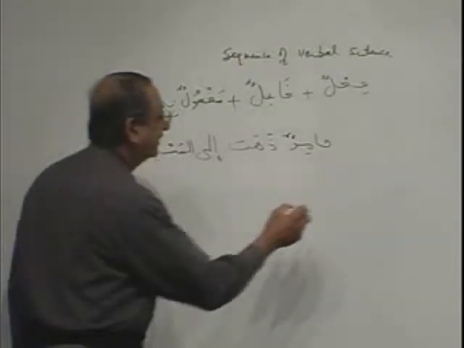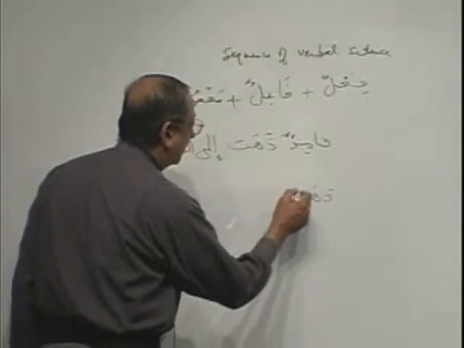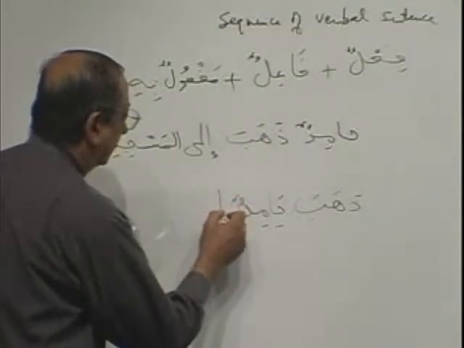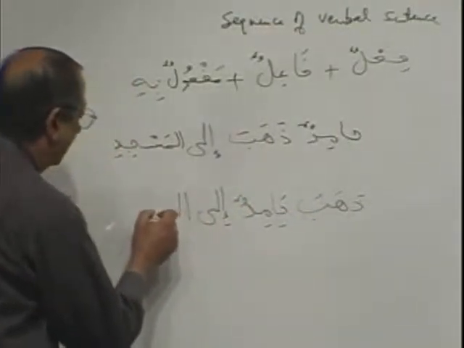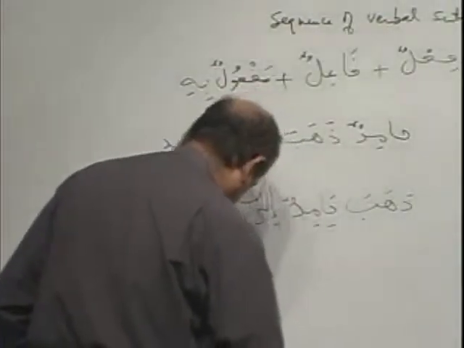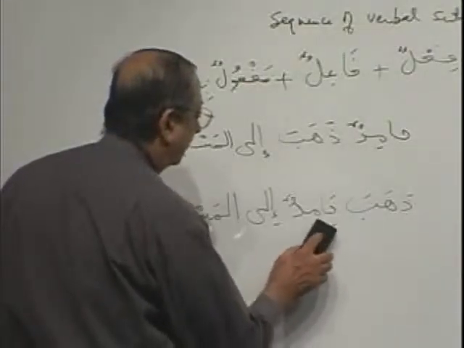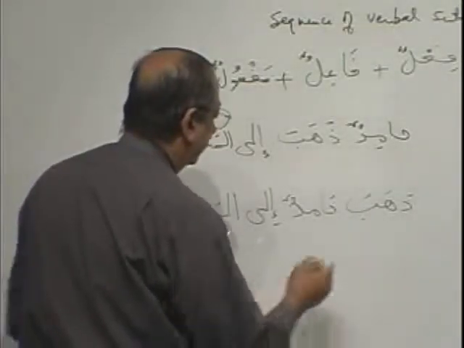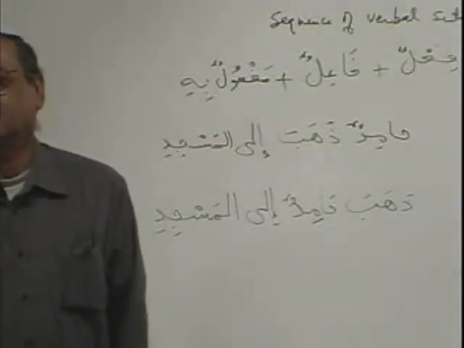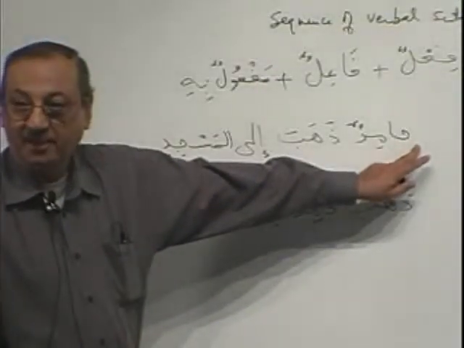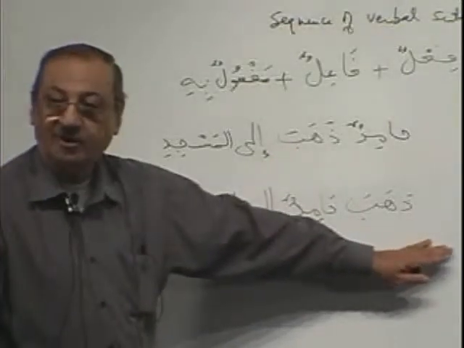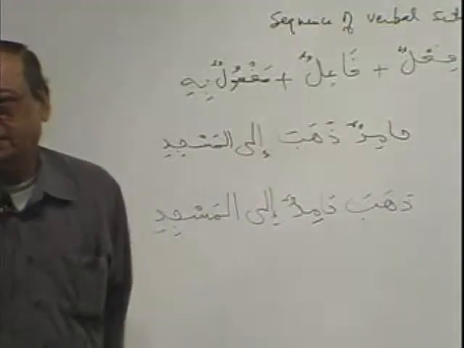Now if I say ذهب حامد إلى المسجد. Are you with me, brothers and sisters? ذهب حامد إلى المسجد. Now where is the fa'il of ذهب? Now it is حامد. This was جملة اسمية. The خبر was جملة فعلية. And this is purely جملة فعلية. Please keep that in mind.